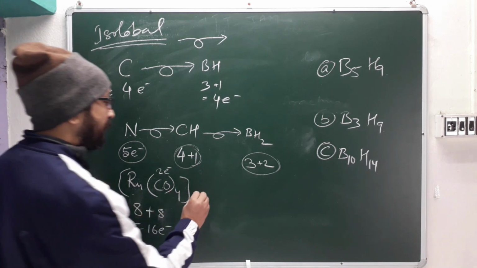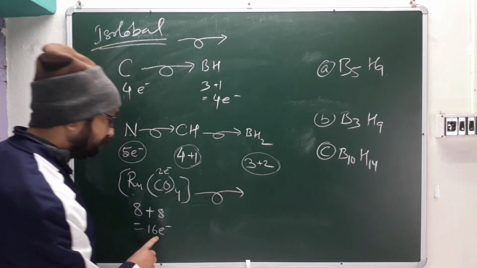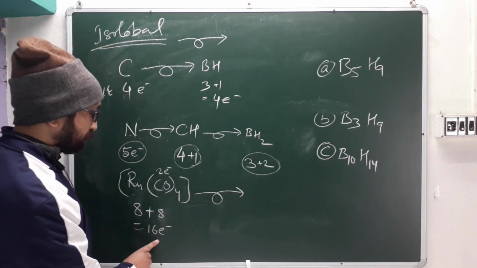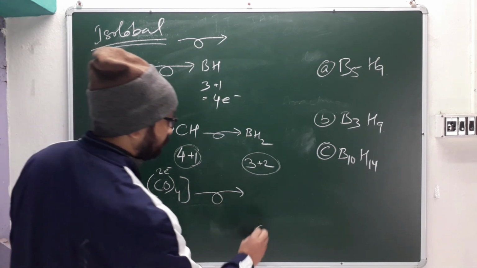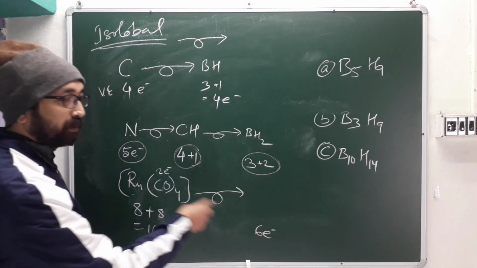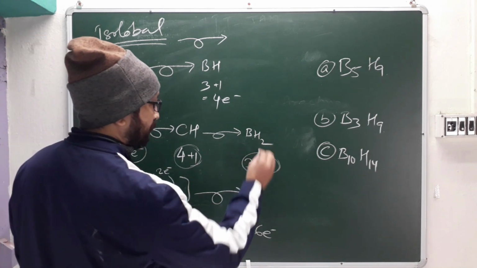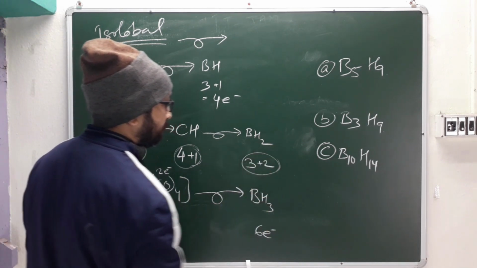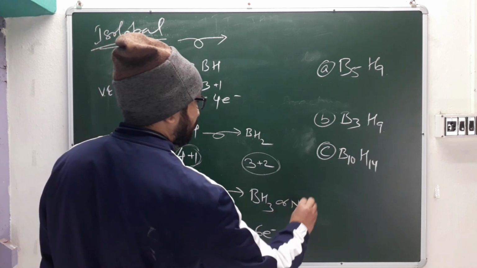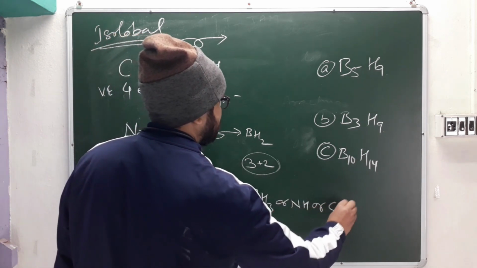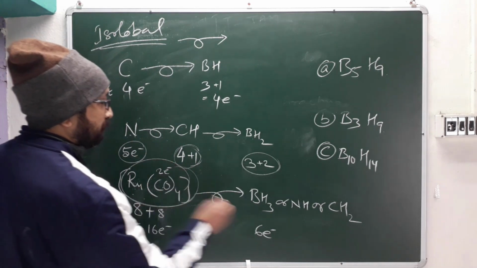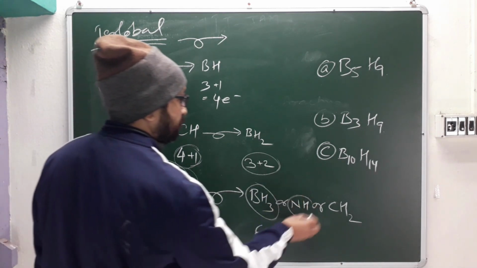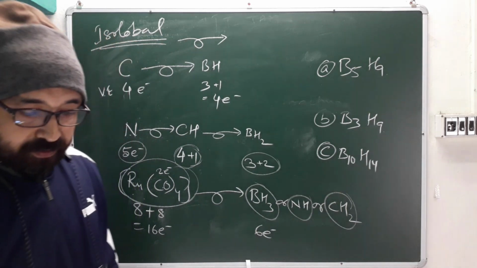So this will be isolobal with, I'll tell you one more thing, you have to find a 6-electron fragment. The 16-electron complex is isolobal with 6-electron fragments. So here we can write BH3, or NH, or CH2. So this one is isolobal with this one, or this one, right? So I'll just write it down.